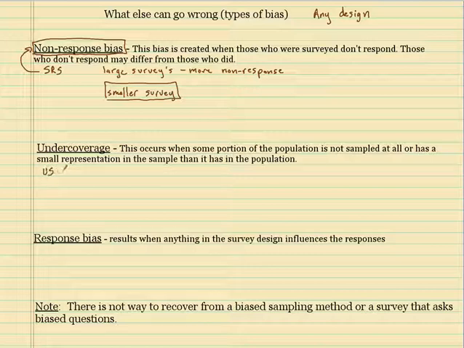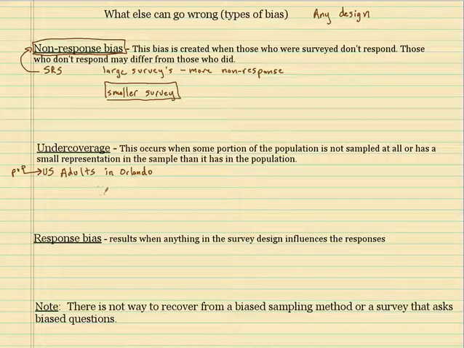So for example, if I was surveying U.S. adults, or I was interested in something with U.S. adults, okay, so this is my population. Let me make it a little bit smaller so you can see it better. U.S. adults in Orlando. Okay, so I may obtain a list. Let's say I get an SRS.